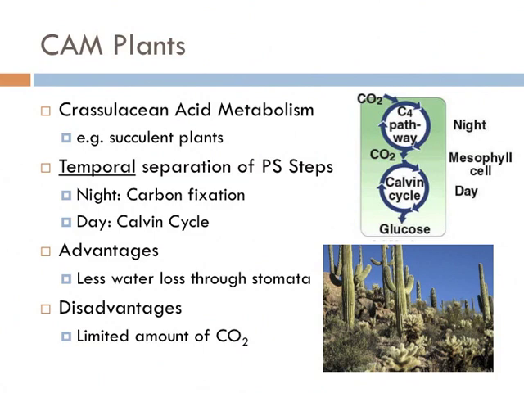The biggest advantage of this is that there is much less water loss through the stomata because they're open when it's relatively cool outside. The biggest disadvantage of this is that these plants can only absorb about half of the amount of carbon dioxide as C4 plants, because they're only open about half a day. Therefore, these plants tend to be very slow growing, but slow growing is better than no growing if you know what I mean.